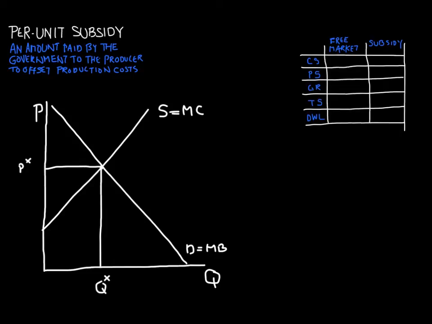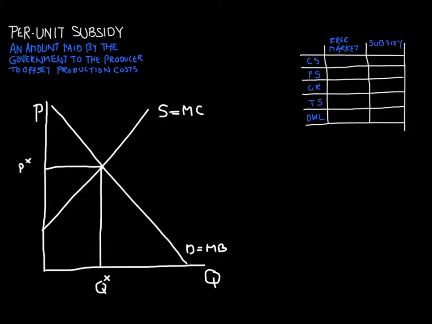Hello, I just want to talk very briefly about subsidies. A subsidy is an amount paid by the government to the producer in order to offset production costs. We're going to be considering a per unit subsidy. So the producer gets a dollar amount for every unit that he or she produces.